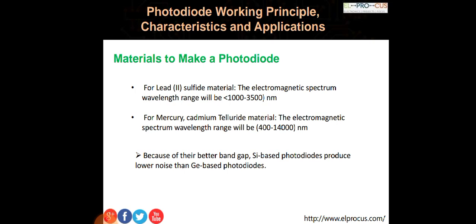Then again, lead sulfide can be used for manufacturing, and mercury cadmium telluride material is also used. Why are we using these materials? To increase the intensity of light, so that accordingly it will produce high voltage and current ranges. Because of that we use different types of material for manufacturing the photodiode.